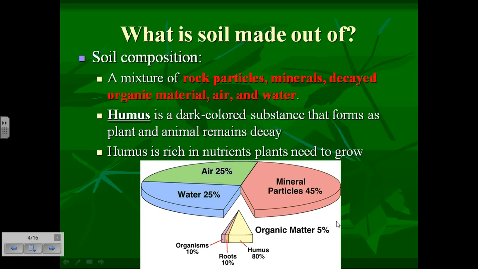Soil contains a mixture of rock particles, minerals, decayed organic material, air, and water. It also includes a rich ingredient called humus. Humus is a dark colored substance that forms as plant and animal remains decay. Humus is very rich in nutrients that plants need to grow.